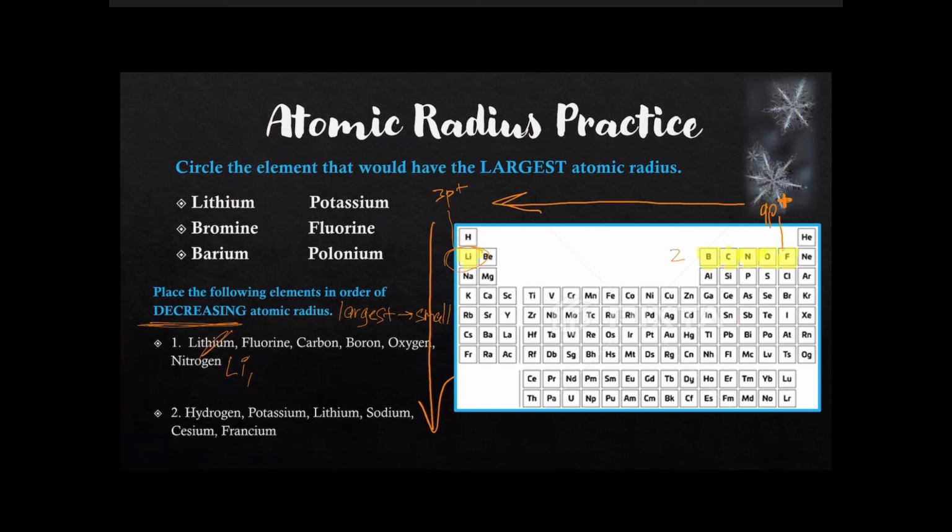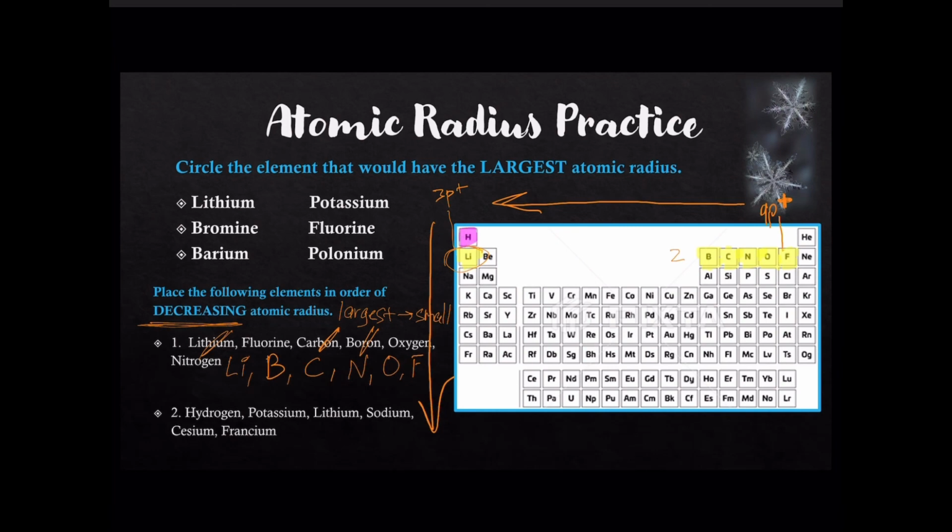So next on the list is going to be boron. Boron has 5 protons. Then carbon. Carbon has 6 protons. Then nitrogen, 7 protons. Then oxygen, 8. And then finally fluorine. Fluorine being the smallest atomic radius. All right, let's take a look at number 2.